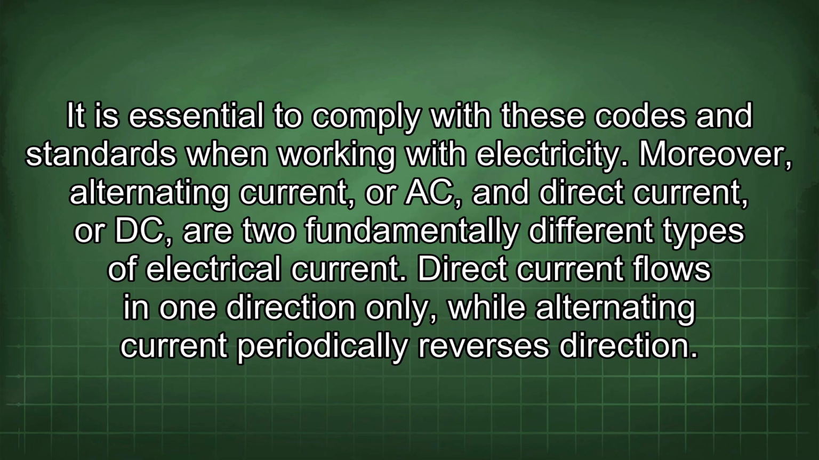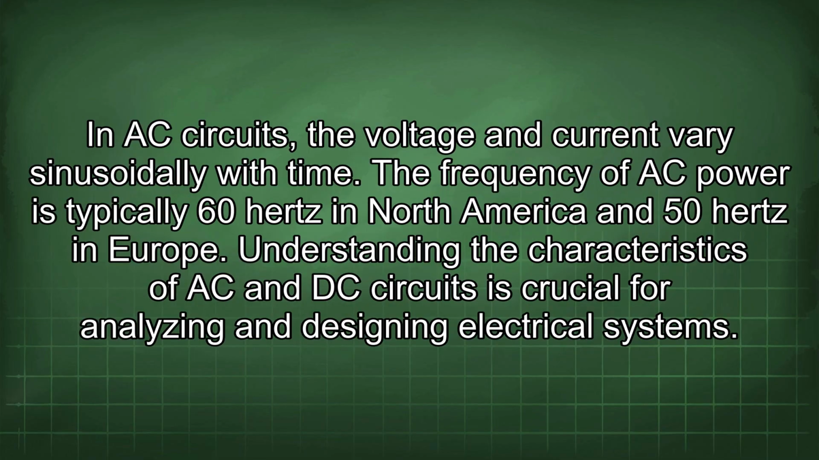Moreover, alternating current, or AC, and direct current, or DC, are two fundamentally different types of electrical current. Direct current flows in one direction only, while alternating current periodically reverses direction. In AC circuits, the voltage and current vary sinusoidally with time. The frequency of AC power is typically 60 Hz in North America and 50 Hz in Europe. Understanding the characteristics of AC and DC circuits is crucial for analyzing and designing electrical systems.